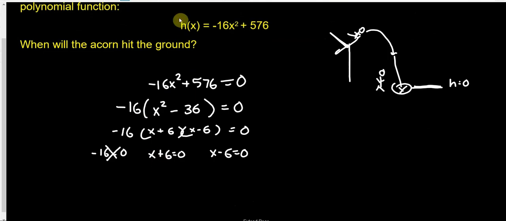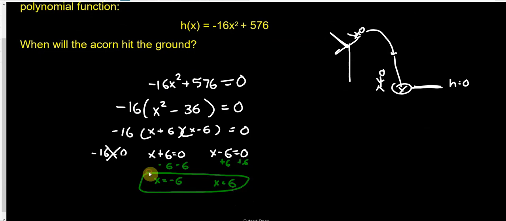And so let's solve these. If I subtract 6 from both sides, that'll be x equals negative 6. And if I add 6 to both sides, I have two possible answers, negative 6 or positive 6.